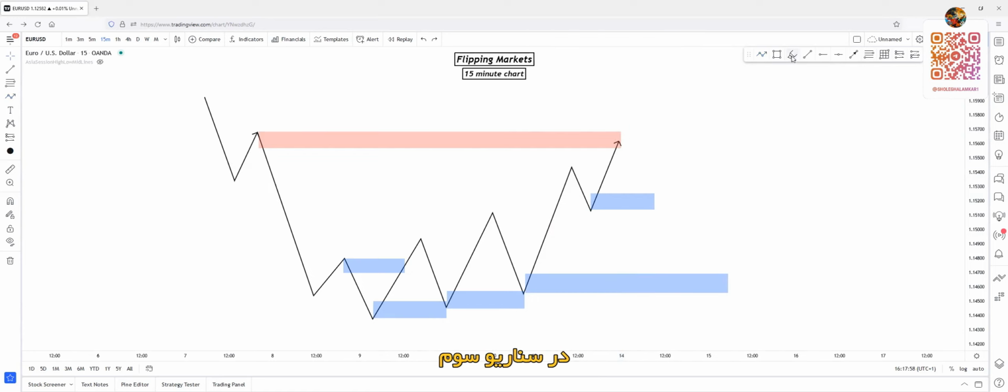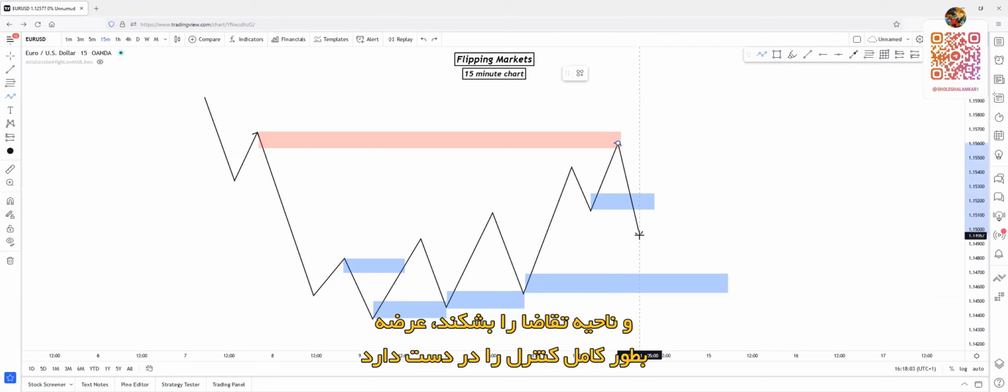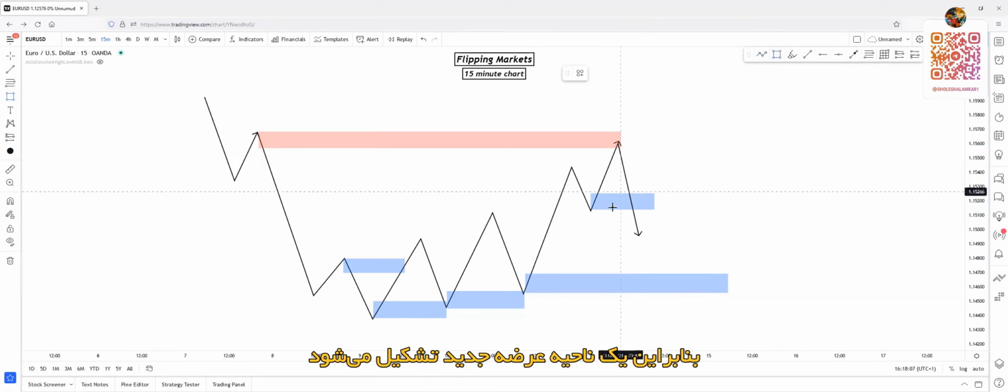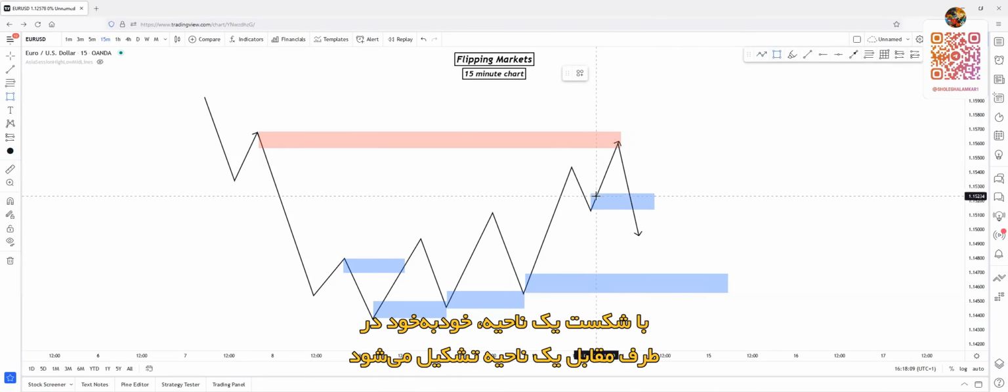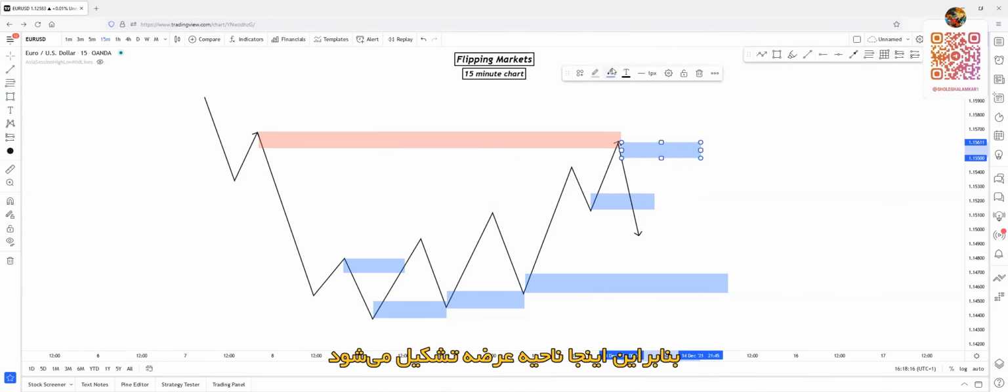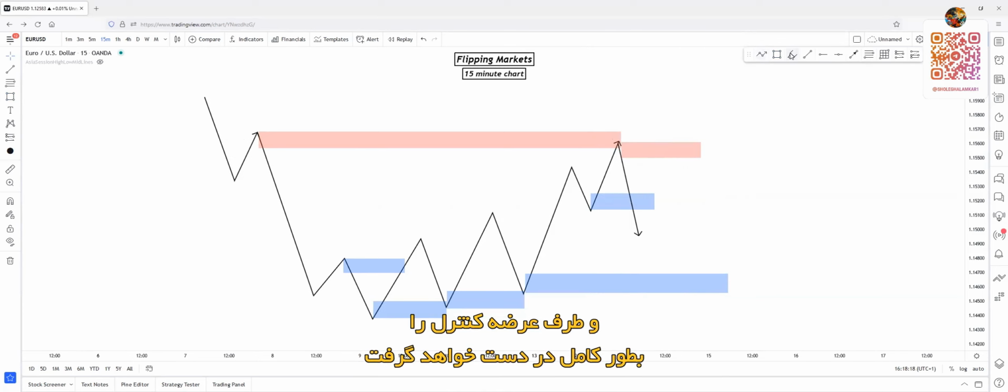Okay, the third, if price rejects on this supply zone and breaks through this demand zone, supply will be fully in control and a new supply zone will be formed, because as you know, if a zone breaks, then an opposite side zone will be automatically formed. So a supply zone will be formed here, and supply will take over control from demand fully.